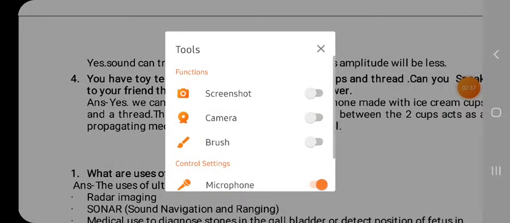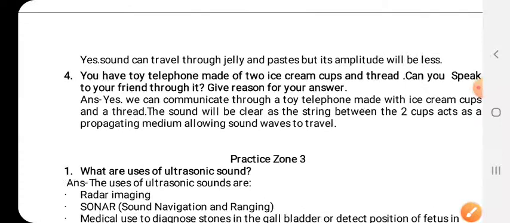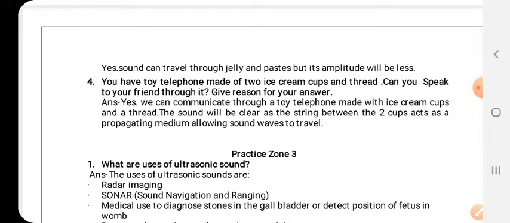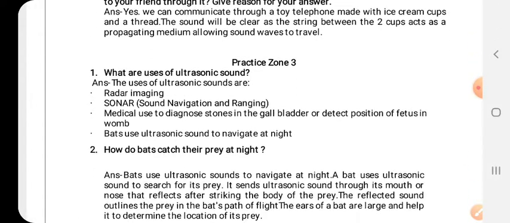तो उसमें आपने 2 कप्स को use करके एक sound producing instrument बनाया है. And can you speak through it and will it work as a telephone-like thing? Yes, we can communicate with this also, because it is connected with the string, and when we speak the string vibrates. वो thread है वो vibrate करता है and it acts as a medium of propagation, right? So this is how it works.